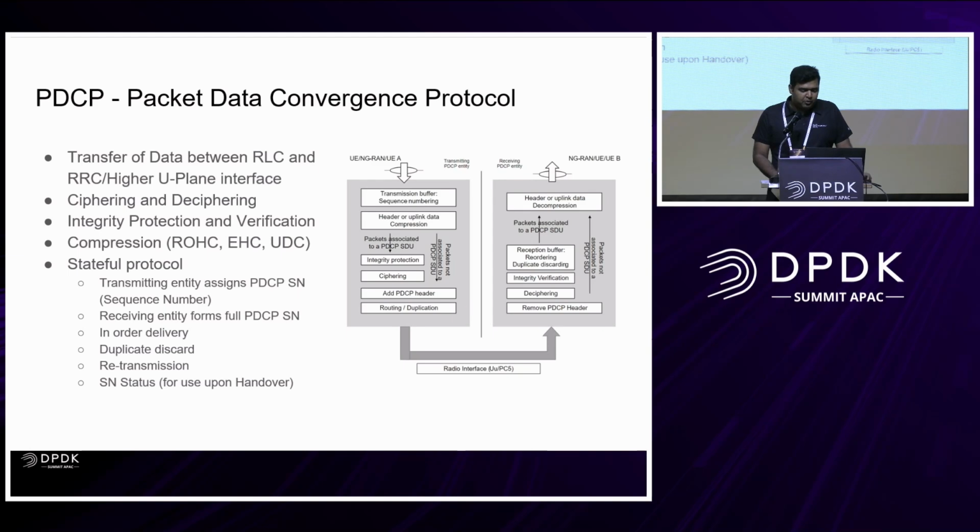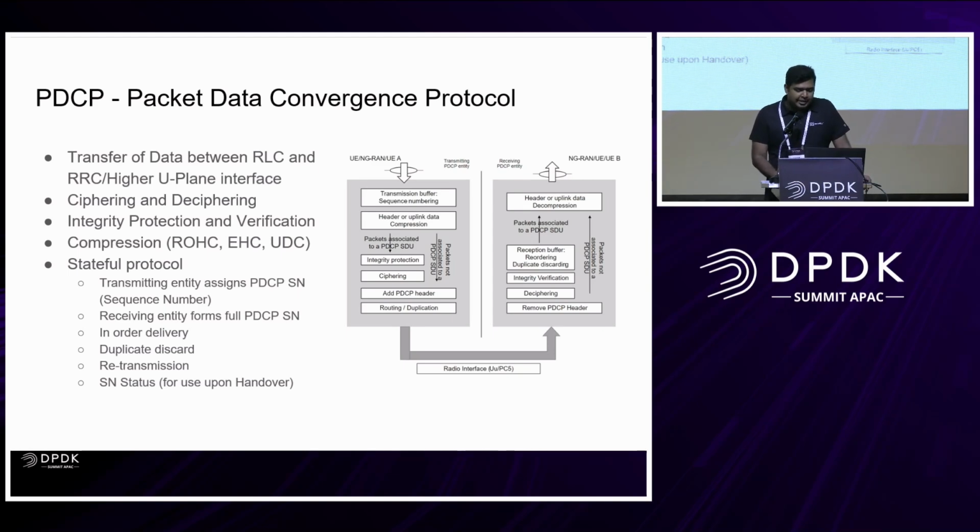PDCP is a stateful protocol. It has a notion of sequence numbers. When a PDCP entity is transmitting a packet, it will assign a 32-bit sequence number. And at the receiving side, the receiving entity has to arrive at the same sequence number or use the same sequence number to perform decryption and get back the original packet. This sequence number at the receiving entity is also used for a few other purposes such as in-order delivery, duplicate discard, retransmission, etc.